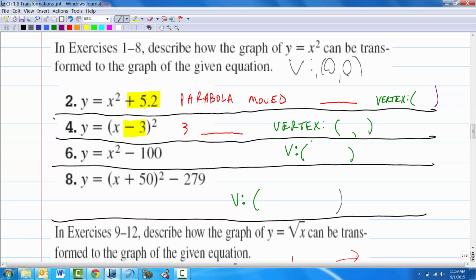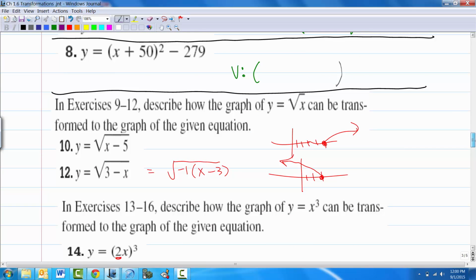So this first graph, compared to y equals x squared, where does this go with the plus 5 on the outside? Up 5, done. What's number 4 do? Minus 3 on the inside. Right 3, so the new vertex would be 3, 0. What's the next one do? Down a hundo. 0, negative 100. What's the last one do? Left 50, down 279. Let's move on.